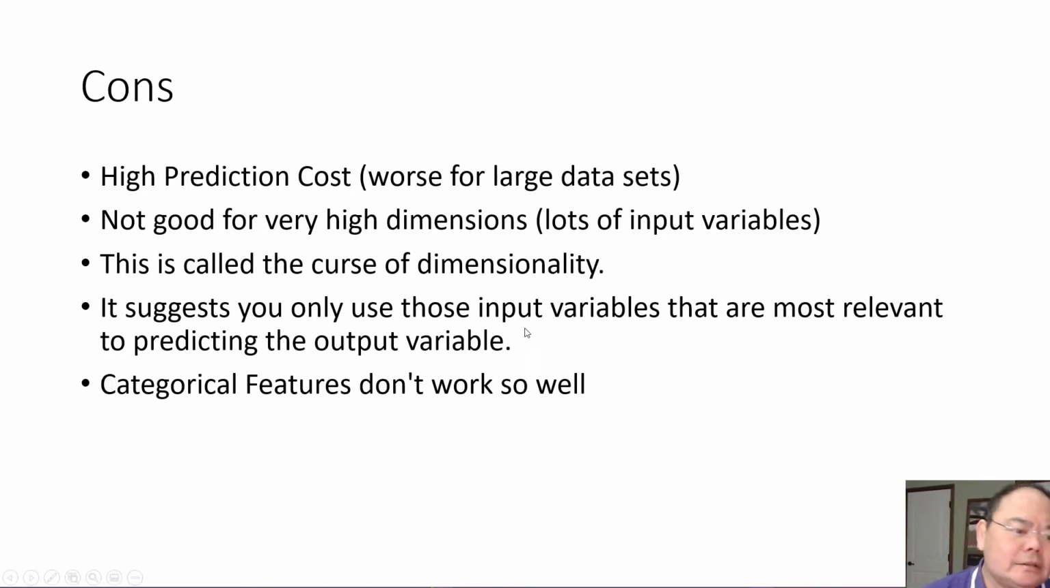However, its weakness is that once you have a large data set, the cost for prediction could be high, especially since you have to compare each new point to all the points in your training data set. This may not be very effective when you have a large data set. It also may not be so effective for high dimensional data sets, meaning you have lots of input variables, dimensions and features. This is usually what we call the curse of dimensionality.